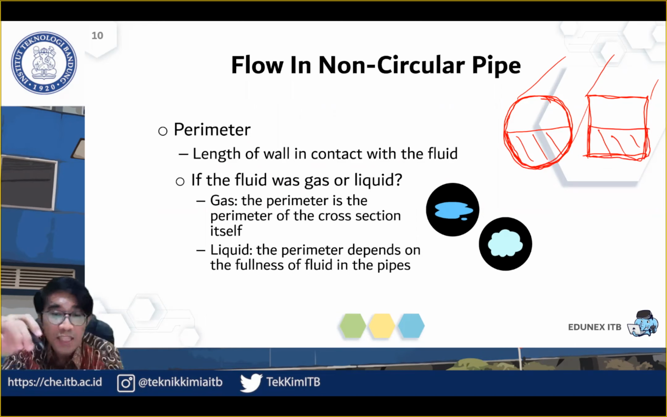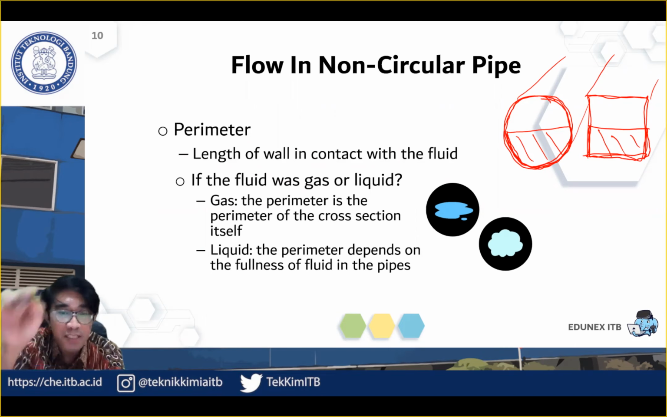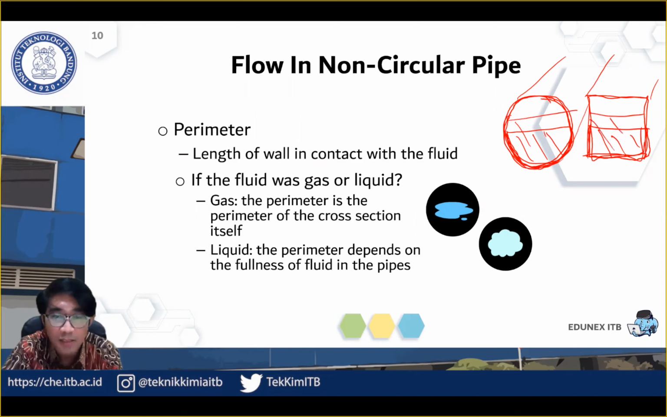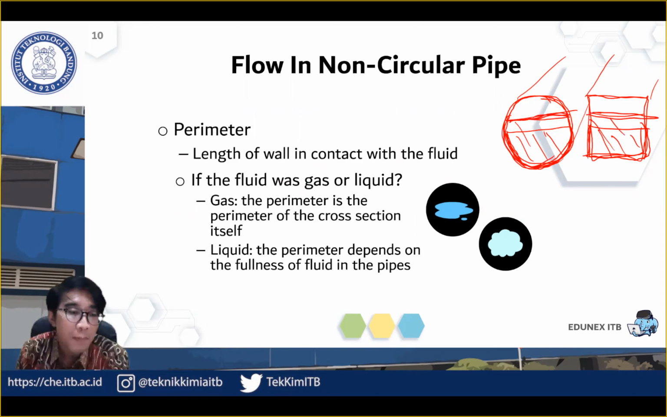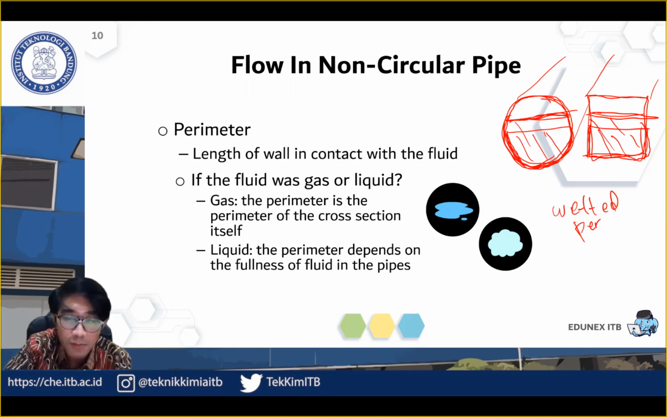Ini yang disebut dengan perimeter. Panjang dari dinding yang kontak dengan cairan. Ya, jadi kalau penuh, ya, sepanjang area ini, sepanjang lingkaran, ya, sekeliling lingkaran atau sekeliling kotakan. Tapi kalau setengah, ya, hanya setengah keliling. Kalau sepertiga atau 3/4, ya, segini gitu, ya. Ini juga segini. Yang ini tidak dihitung, ya, karena dia tidak kontak dengan dinding. Jadi hanya yang nempel ke dinding. That's what we call perimeter, or sometimes wetted perimeter. Nama lengkapnya wetted perimeter, perimeter terbasahi.